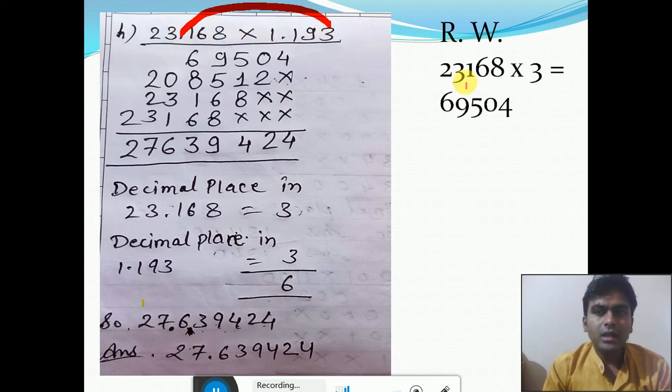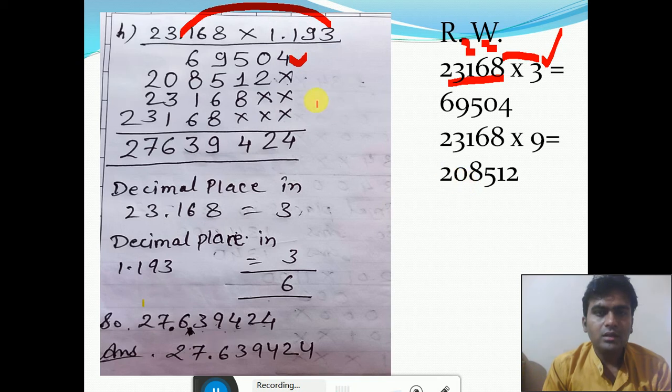So you will get 3 eights are 24, carry over 2, 3 sixes are 18 plus 2 is 20, carry over 2, 3 ones are 3 plus 2 is 5, no carry. Now 3 threes are 9, 3 twos are 6. So by multiplying 3 with this number, you will get 69,504. So write it down here like this. You multiply by 9, so you will get 2,08,512. So write it here.